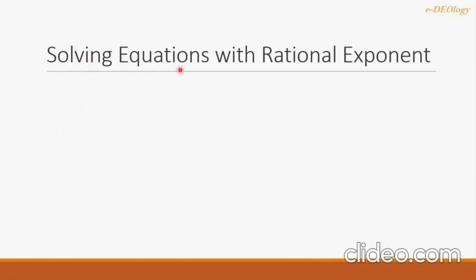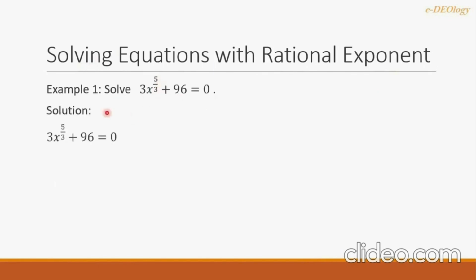Let's go now to solving equations with rational exponents. Example 1: solve 3x raised to 5/3 plus 96 equals 0. For our solution, I will copy first the whole problem down here. In solving equations with rational exponents, our goal is to put that x alone on one side. All the other numbers we will put on the right side.